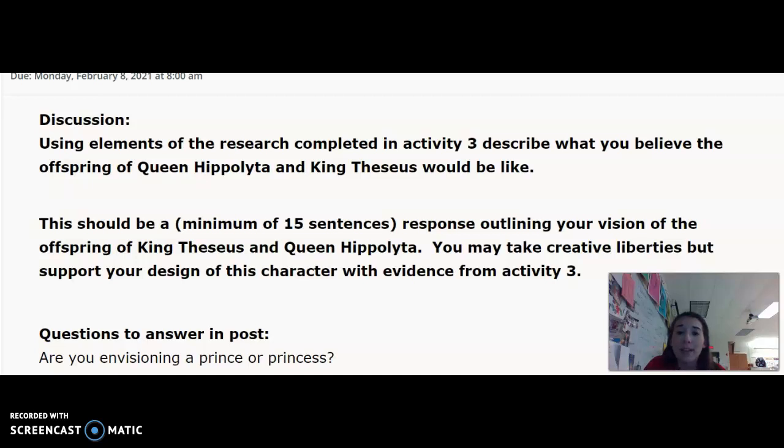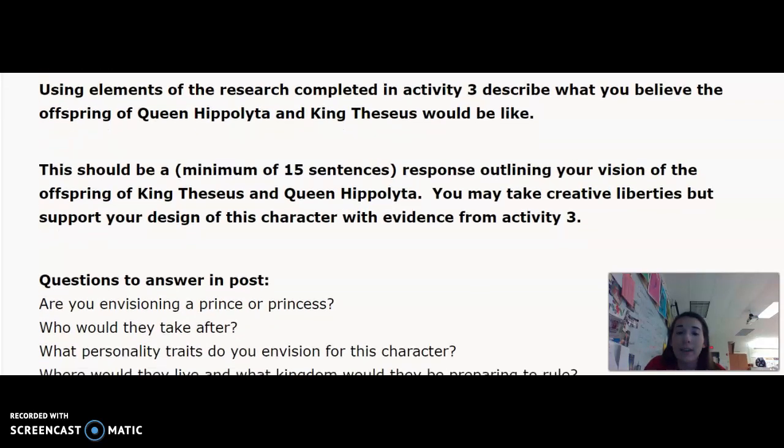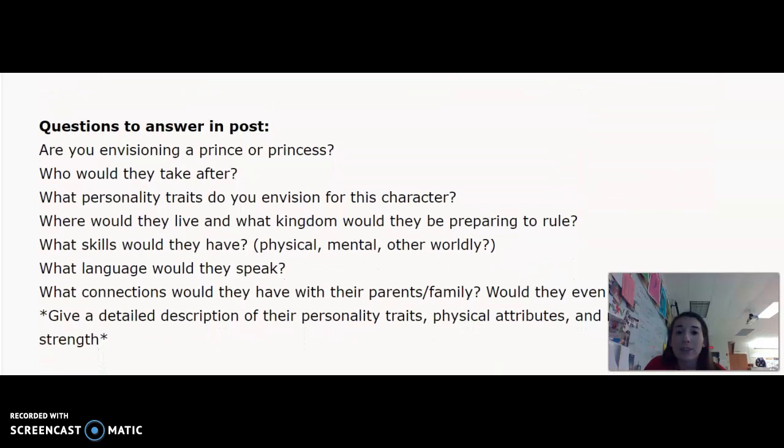So you can design your character however you like. These are some questions that I would like answered in your post. You may take some creative liberties, but remember, this should be inspired by the evidence that was gathered about these 2 characters. So you need to tell me whether you envision a prince or a princess. You need to tell me who that character would take after, whether it would be Theseus or Hippolyta. What personality traits do you envision for your character? Where would they live, and what kingdom would they be preparing to rule?